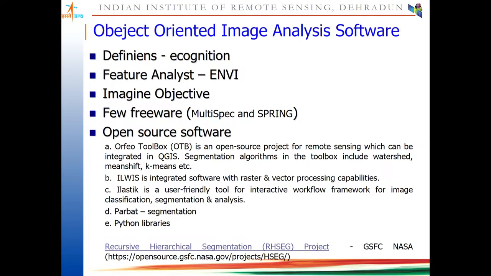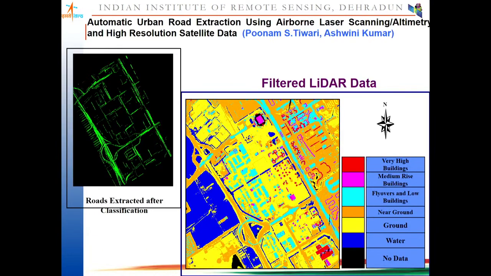Then there are several other user-friendly tools for interactive workflow. Parbat is used for segmentation. Then there are Python libraries and several others. There is one provided by GSFC NASA. Here is the link. You can go and look at this. It gives you a recursive hierarchical segmentation approach. So you can look up this link to see and test the open source tools available.